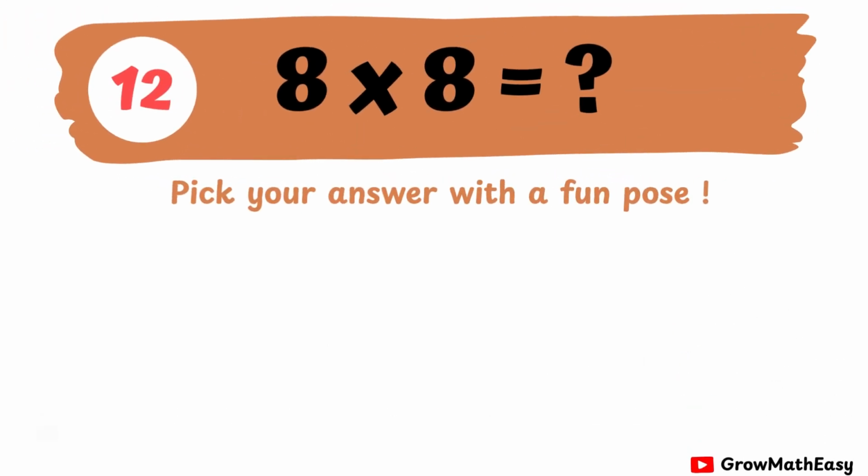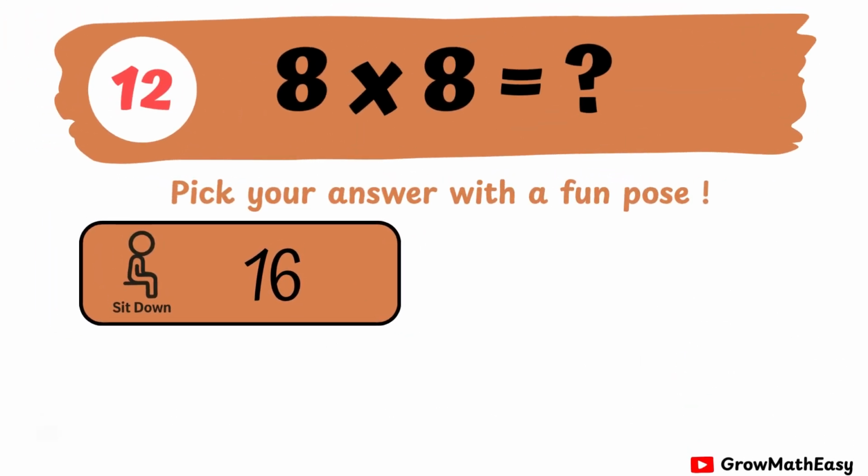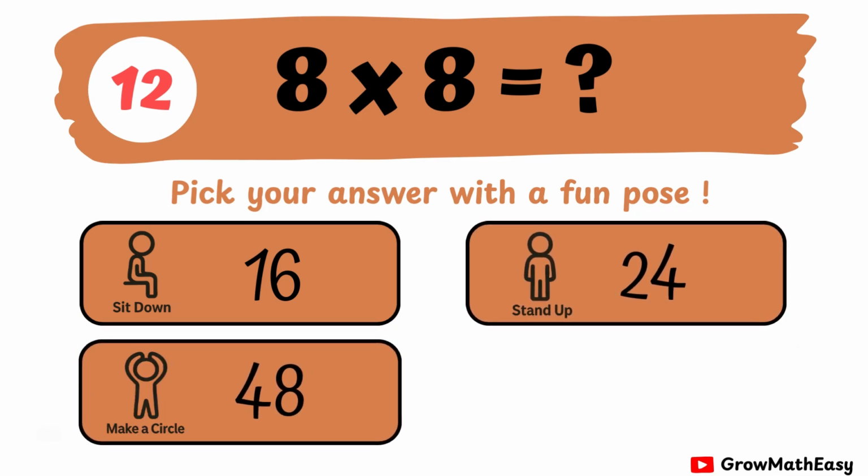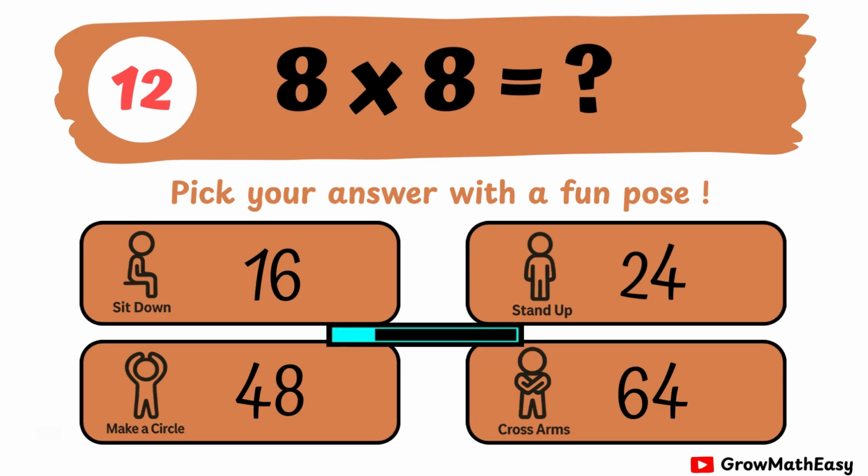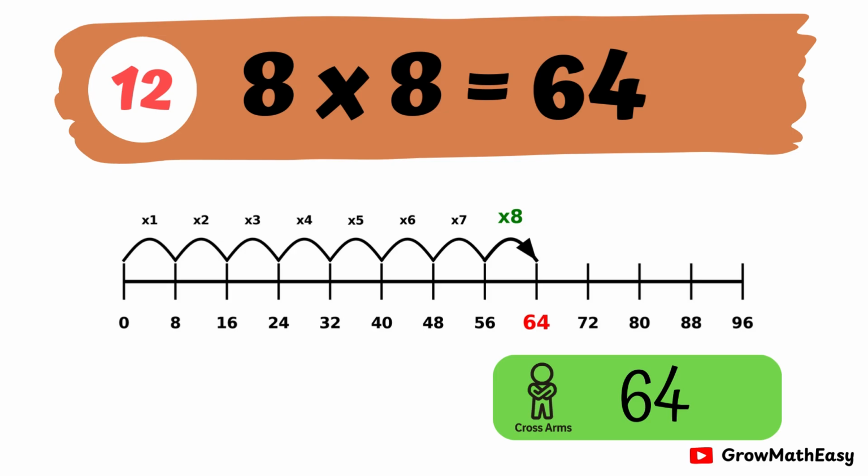What is 8 times 8? 64. Cross your arms. 8 times 8 is 64. You can see the multiples of 8 on the number line.